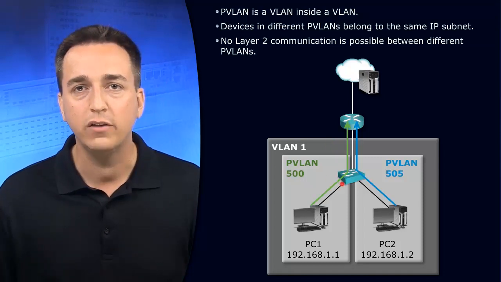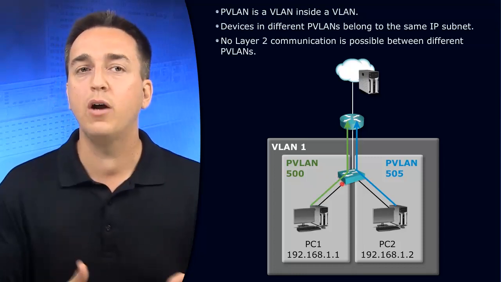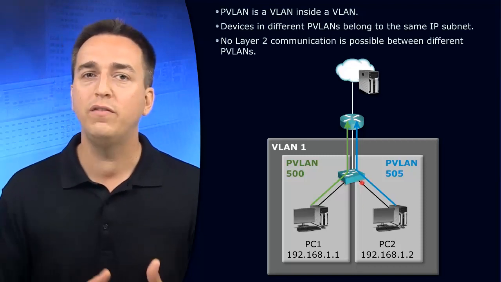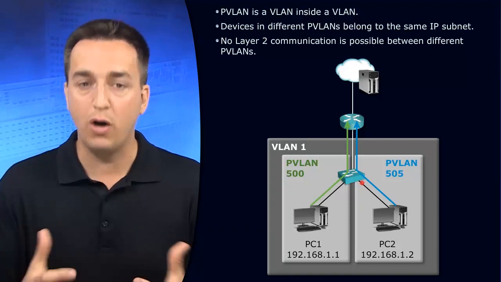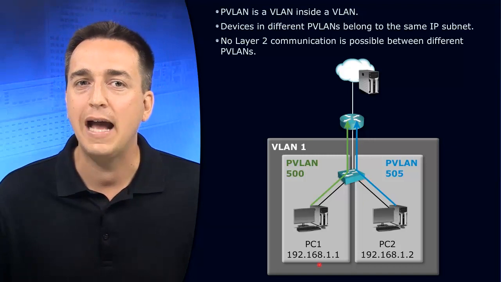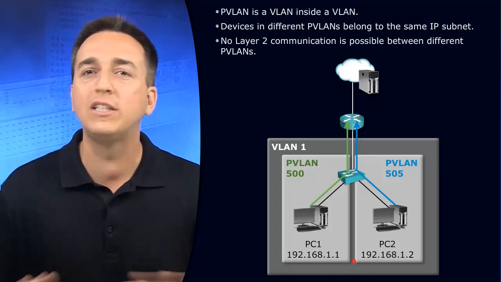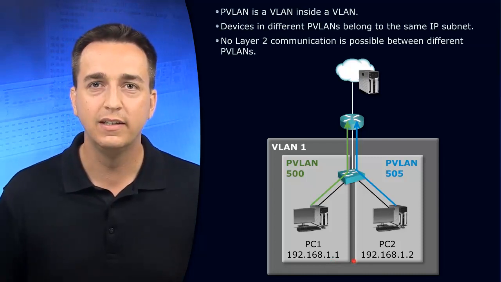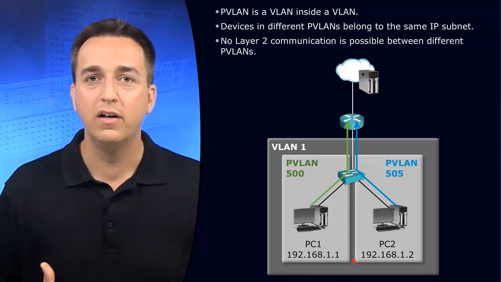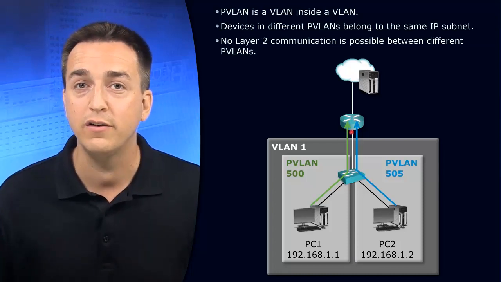So in this case, this interface is part of private VLAN 500, which is a member of that primary VLAN of 1. This interface is a member of private VLAN 505, which is a member of that primary VLAN of VLAN 1. Notice the addressing is the same. We haven't modified the addressing whatsoever in this case. So within this private VLAN architecture, everybody's within the same subnet that is connected off this router interface.